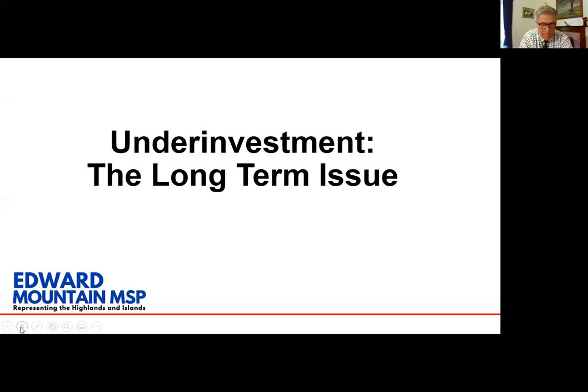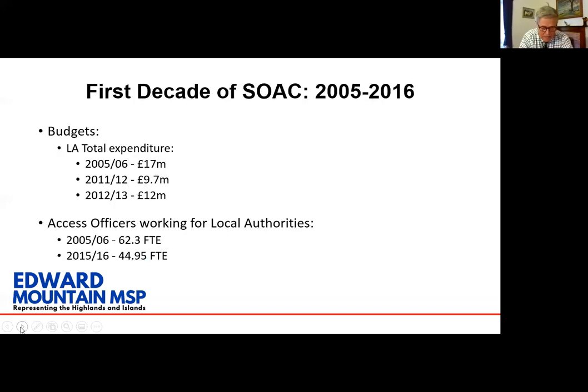I think that's on the next slide. And that then reduced to a low point of about 9.7 million in 2011 and 2012. And it's gradually increased again in 2012-13 to about 12 million. But we have no accurate figures on what the local authorities are expending each year, but we know it's less than it was when they started.